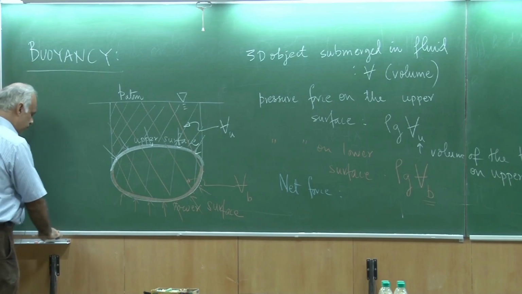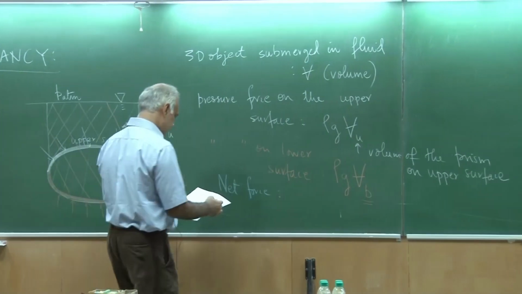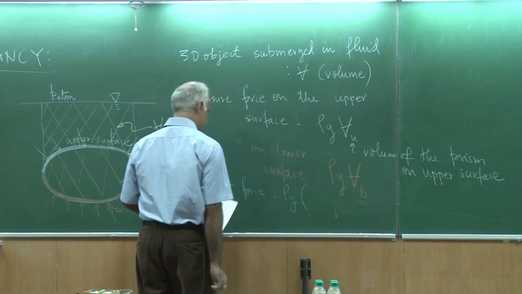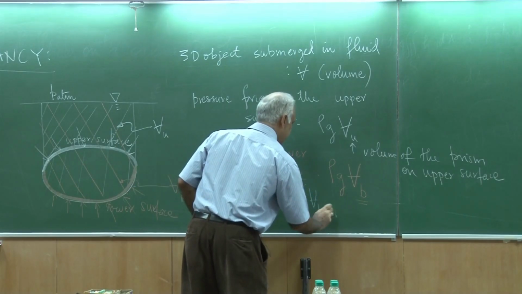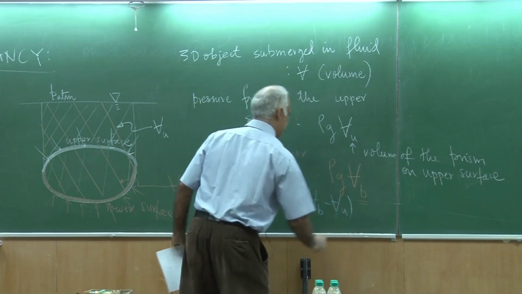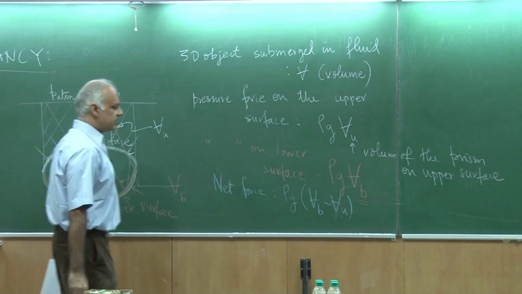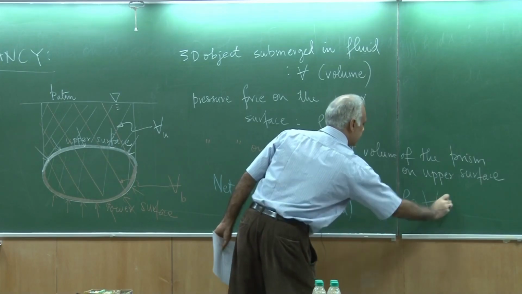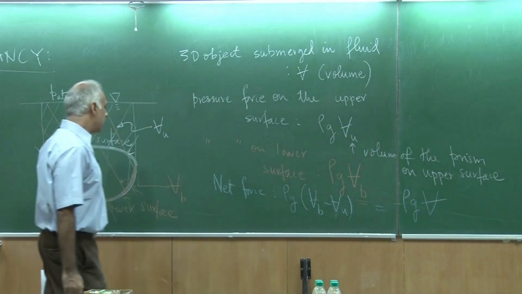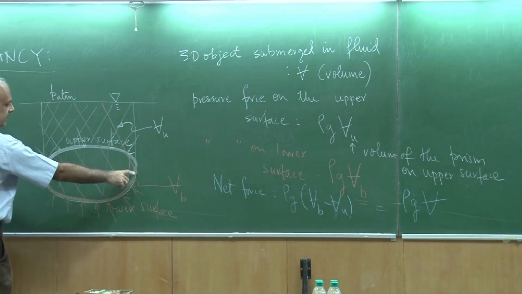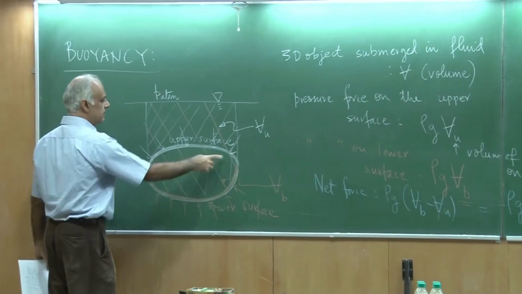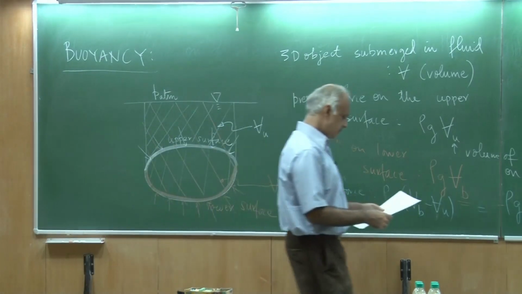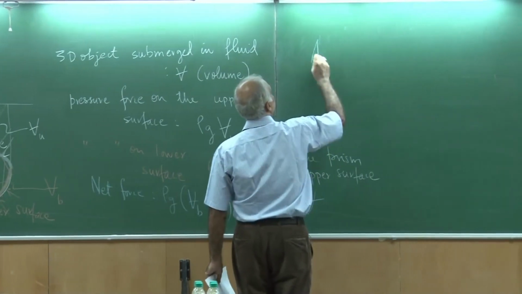So the net force that I am going to generate is a force rho g, which is V bottom minus V upper, which you will notice is actually rho g times V, which is the volume of the body. So if I look at the difference between the bottom prism and the upper prism, then that is simply the volume of the body. So this is the Archimedes principle.